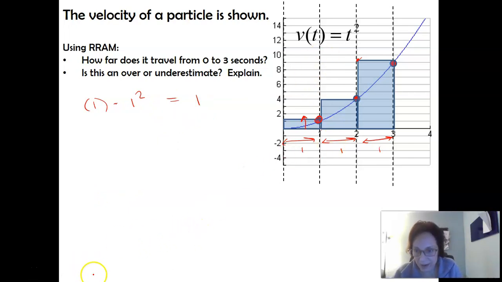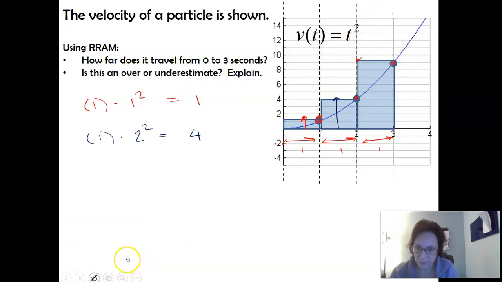Okay. For my second rectangle, it still has a width of 1, but its height came from this point right here, which is f of 2, or 2 squared. So that rectangle has a height of 4. Now again, for a problem like this, you might just be looking at it going, duh, Britton, it's 4. But it's not always going to be right on a line.